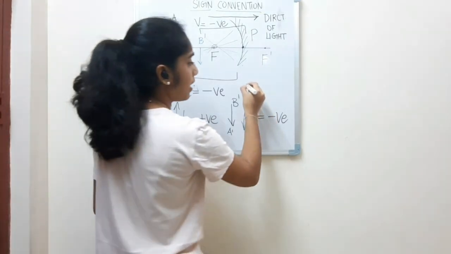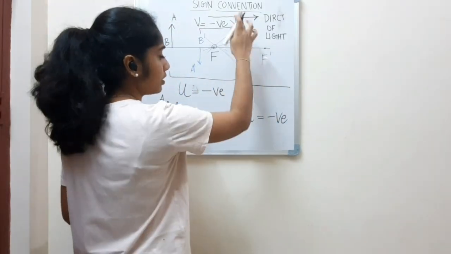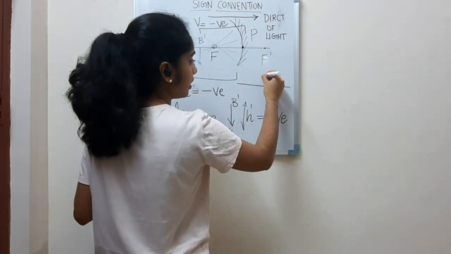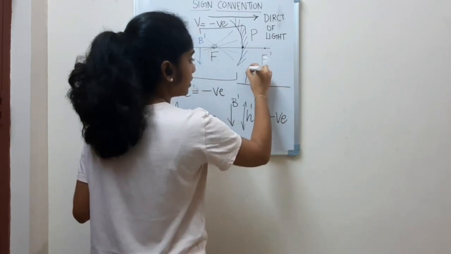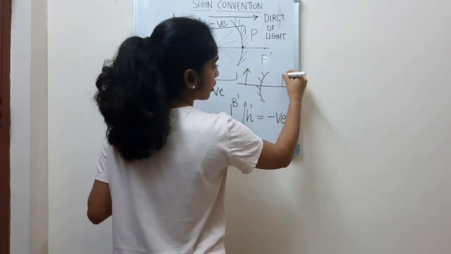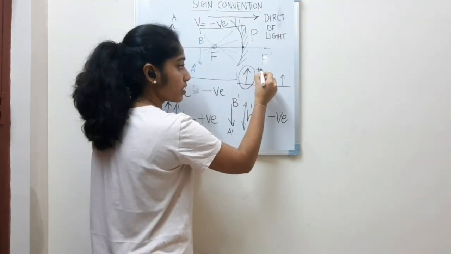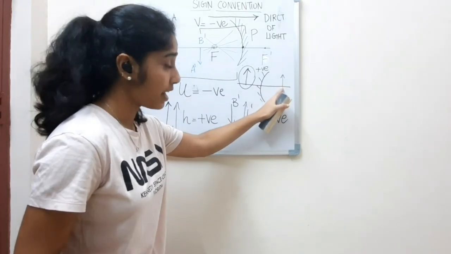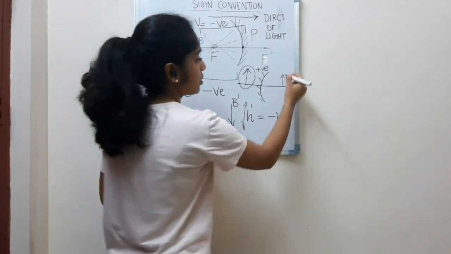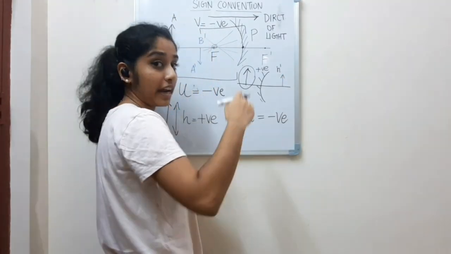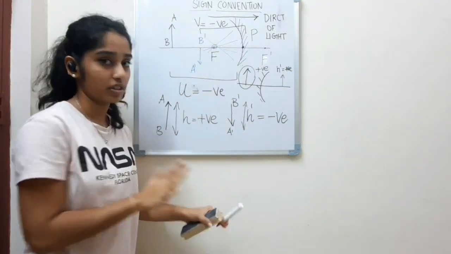So let's say you have a convex mirror, right? So this is your convex mirror and this is your object, and you will get a virtual image here, right? So here your object height is positive, and again the image is not inverted with respect to the object. So your h dash, that is your image height, is also positive, okay? So you have to do it with respect to the object, just remember that.